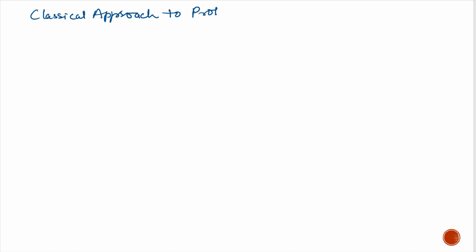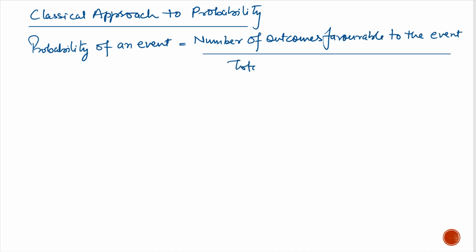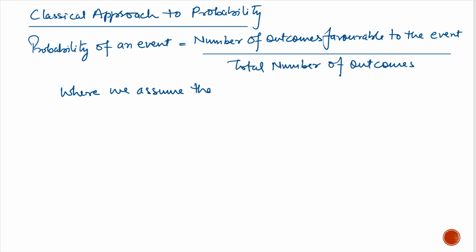Under the classical approach to probability, the probability of an event equals the number of outcomes favorable to the event divided by the total outcomes. Always remember that in the classical approach, we assume that the outcomes of the experiment are equally likely.